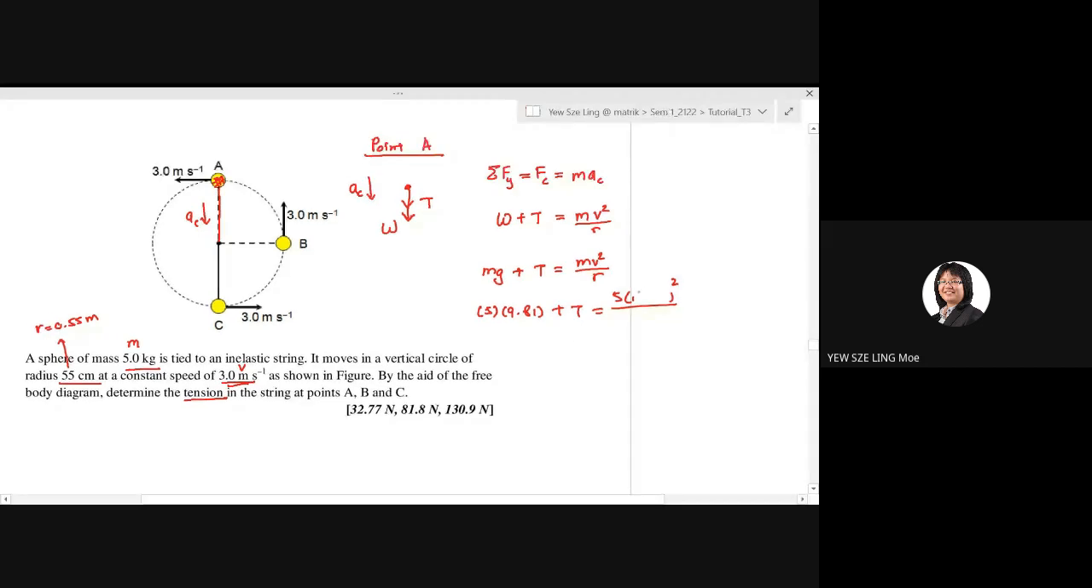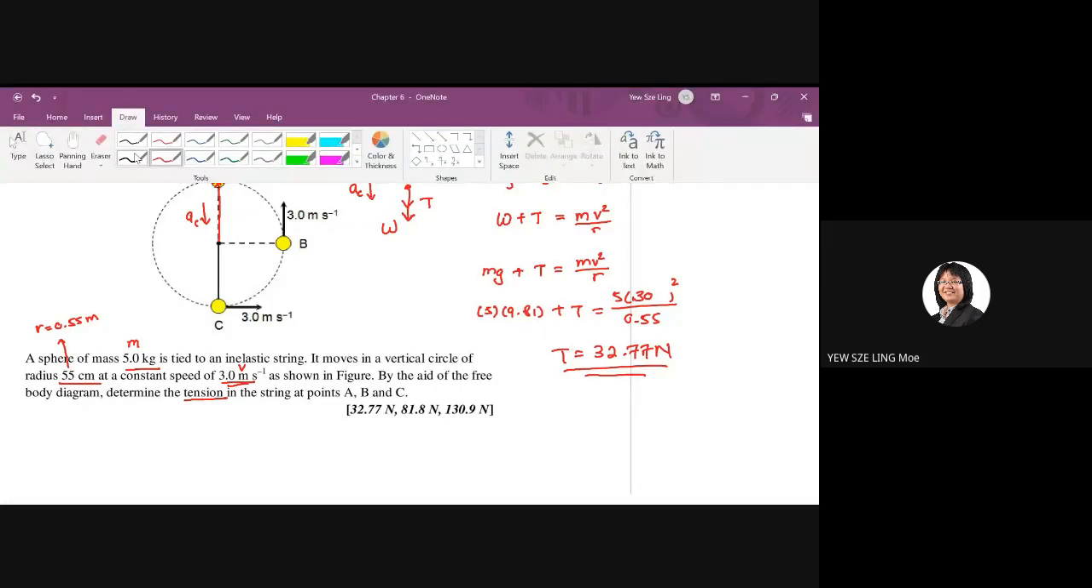Okay, 30 squared divided by 0.55. So rearrange the equations, you will then obtain T is equal to 32.77 Newton. So this is the tension at point A. Okay, tension at point A.